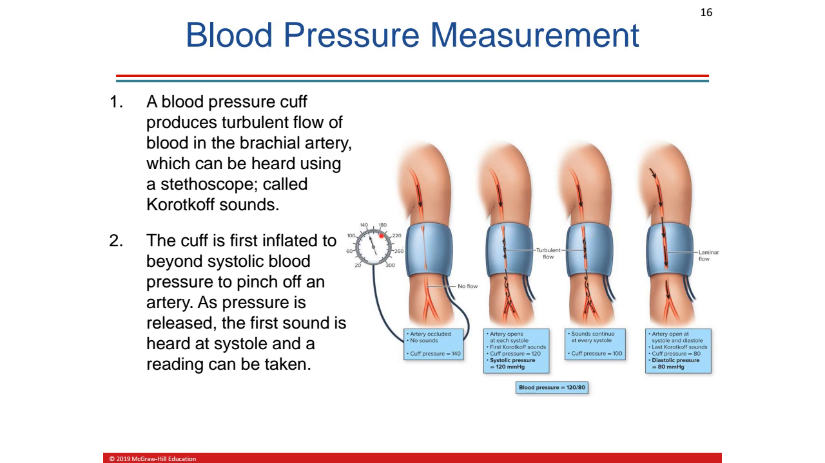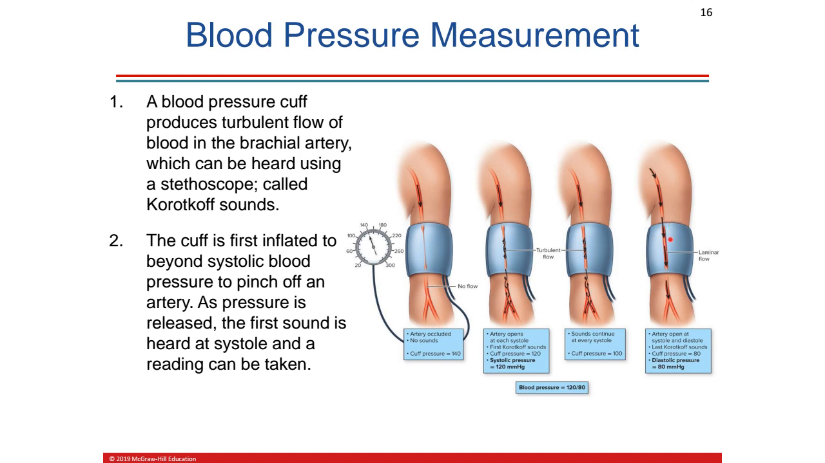As we continue to let the pressure decrease on the cuff, the sounds will continue with each systole. Remember that during diastole, the diastolic pressure is lower than systolic blood pressure. And if the cuff pressure is greater than the diastolic pressure, then the brachial artery will be occluded or blocked or collapsed, and there will be no blood flow during diastole.